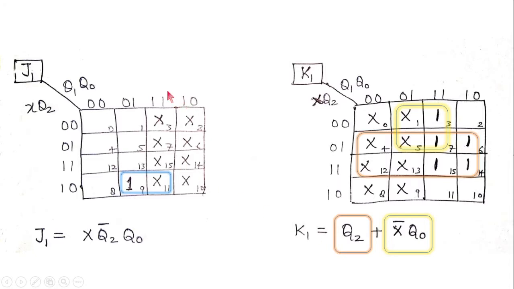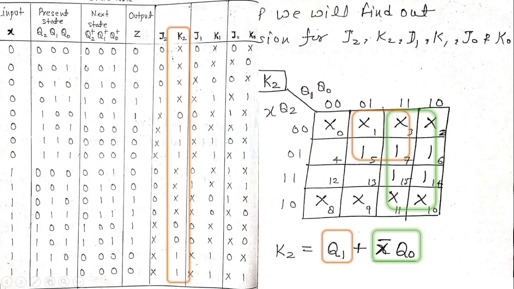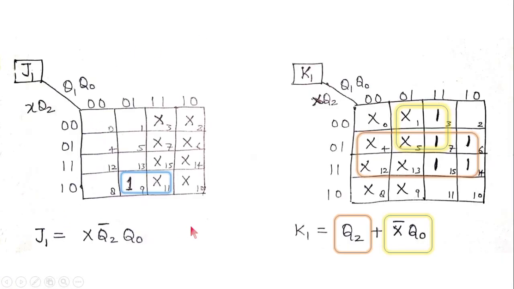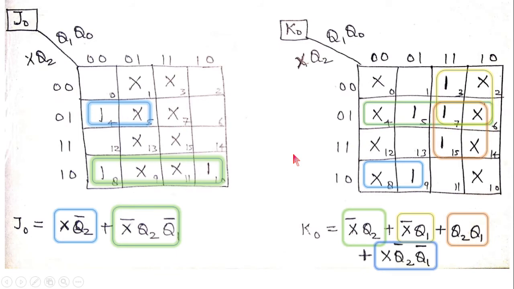Similarly, with the help of these tables, J1, K1, J0, K0, we can fill the K map, and by making the grouping we can find the minimized expression for J1. Similarly for K1 and J0. For J0, the expression is a pair and then one quad. For K0, 2 quads, 3 quads, 1 pair. So these are the expressions.